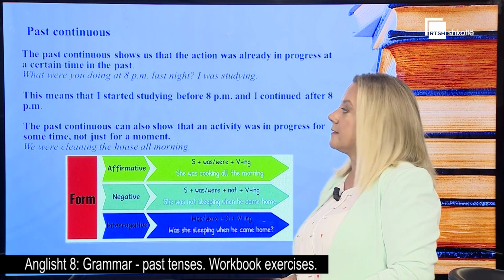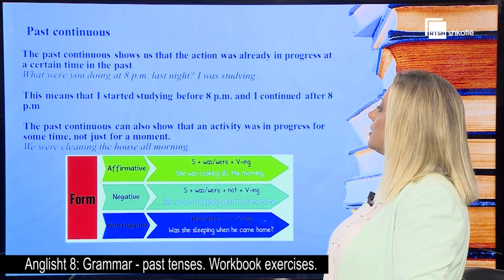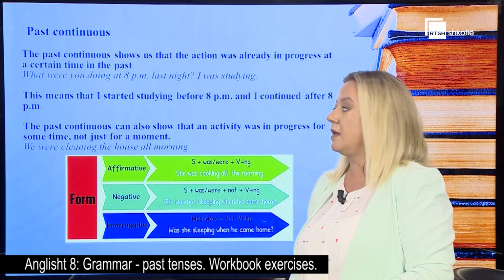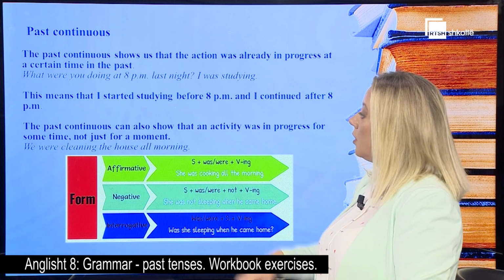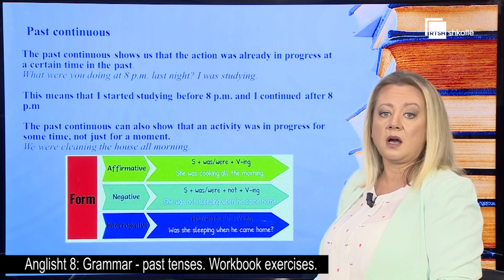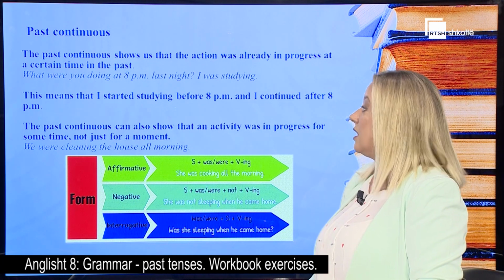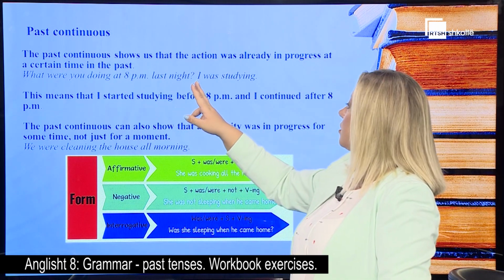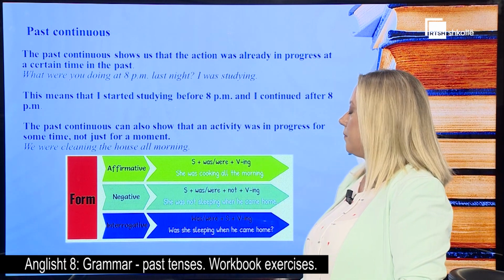Past continuous tense. This tense shows us that the action was already in progress at a certain time in the past. For example, what were you doing at 8 p.m. last night? I was studying. This means that I started studying before 8 p.m. and I continued after 8 p.m.